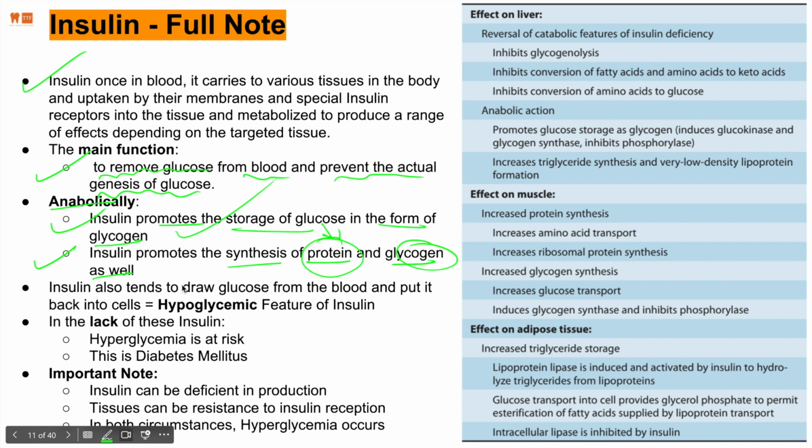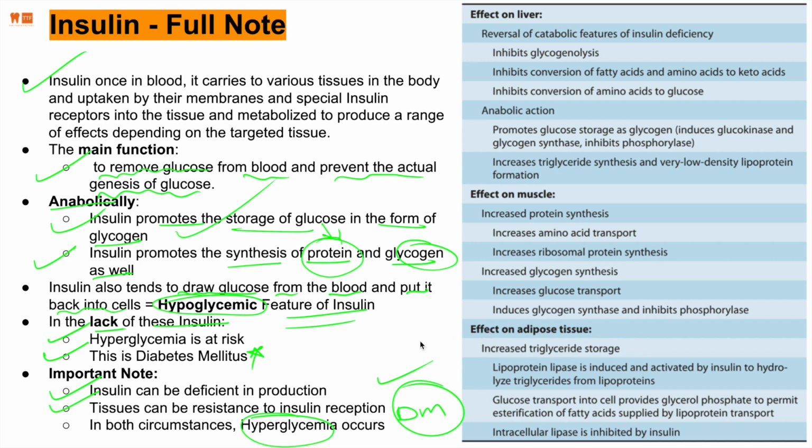Insulin also tends to draw glucose from the blood and put it back into the cell, leading to a hypoglycemic feature of insulin. In the lack of all of this, of course, there will be hyperglycemia. And that hyperglycemia, ladies and gentlemen, is known as diabetes mellitus. So the important note here is that insulin can be deficient in production. Tissues can be resistant to insulin. And in both circumstances, hyperglycemia, meaning diabetes mellitus, occurs.